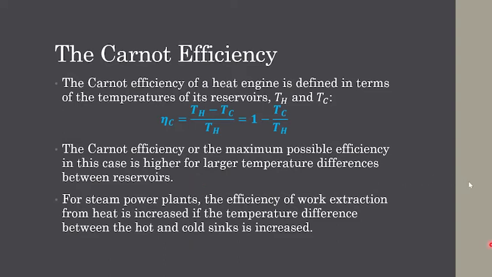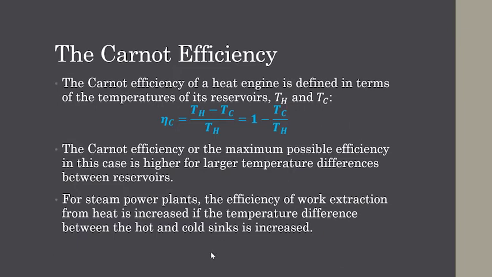For steam power plants, the efficiency of work extraction from heat is increased if the temperature difference between the hot and cold sinks is increased. If we go back to the layout of the steam power plants, your hot reservoir is in the boiler, wherein the combustion of fuel supplies the heat needed to vaporize our water. And the cold reservoir is in the condenser, wherein we are condensing the steam coming out of the turbine in order for us to have a lower value of TC. If we want the power plant to be more efficient, we could either increase further the value of TH or decrease further the value of TC.